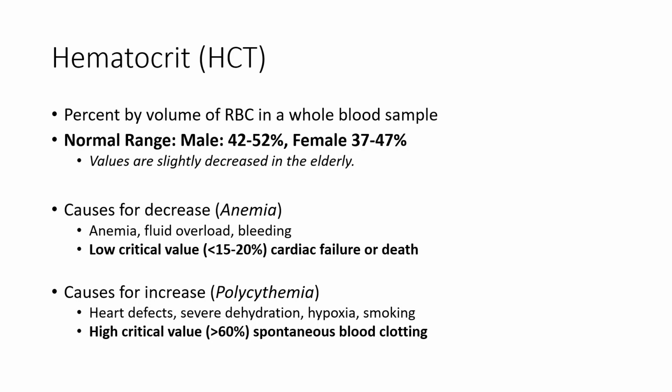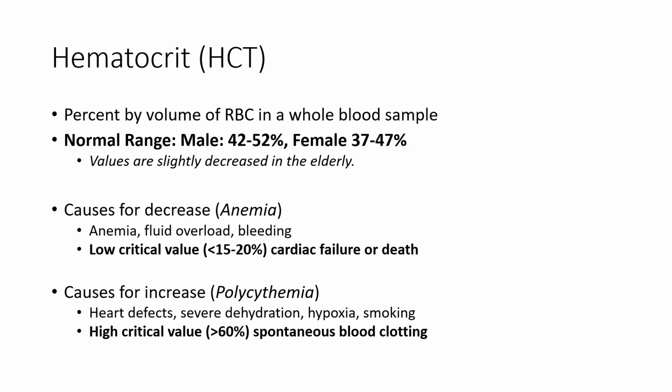Values will slightly decrease in the elderly. We can have lower amounts or higher amounts. Lower amounts we call anemia. Higher amounts, again, polycythemia. Similar causes that we would see lower hemoglobin and red blood cells as we would see with hematocrit, because hematocrit is a percentage, right? Not the number, the percentage of red blood cells in whole blood. That's why we typically look at this more often.